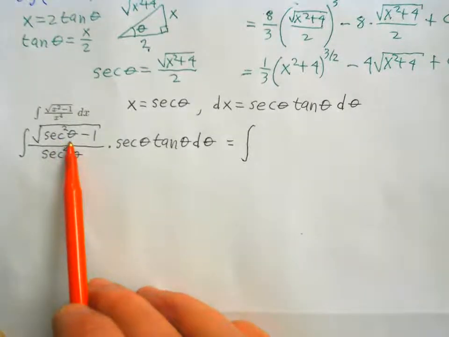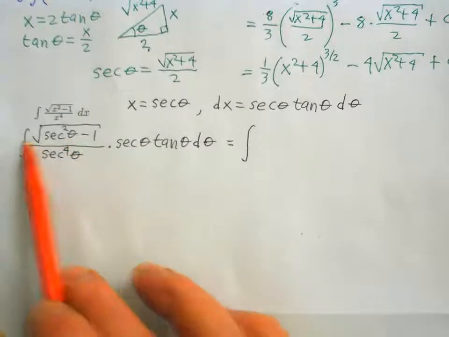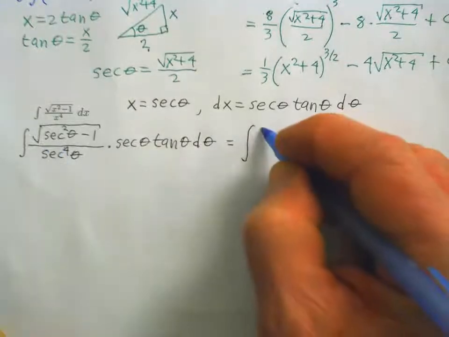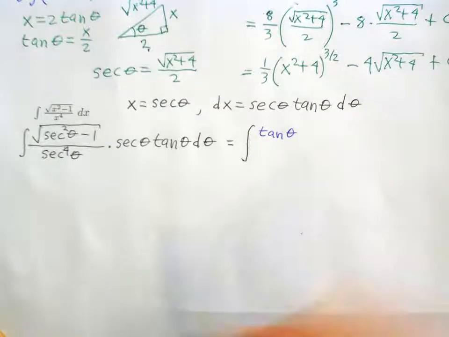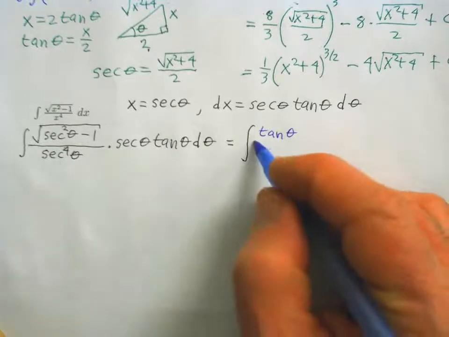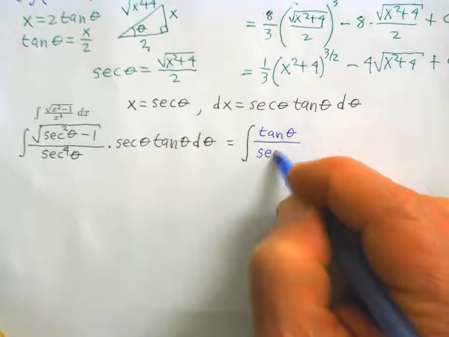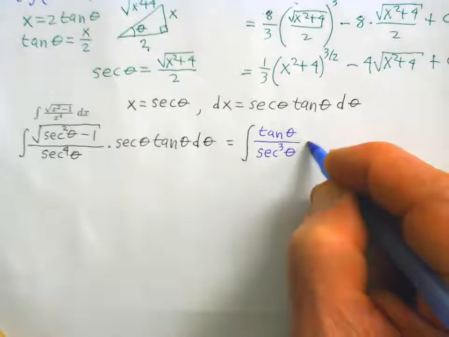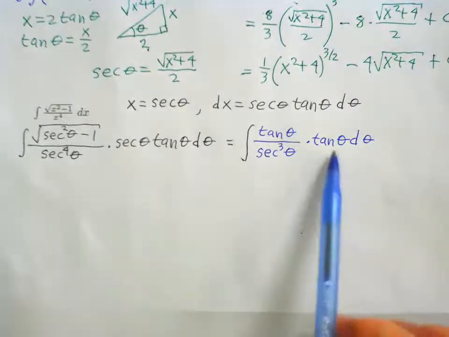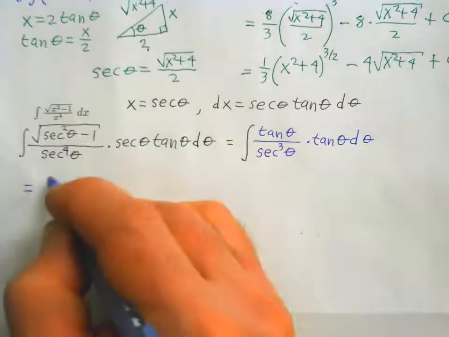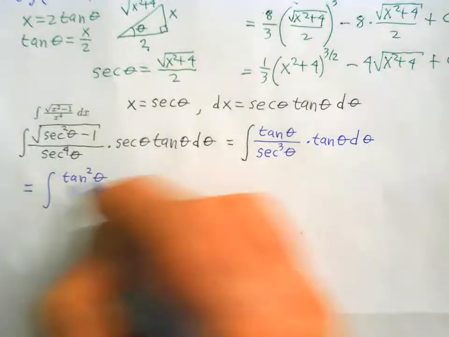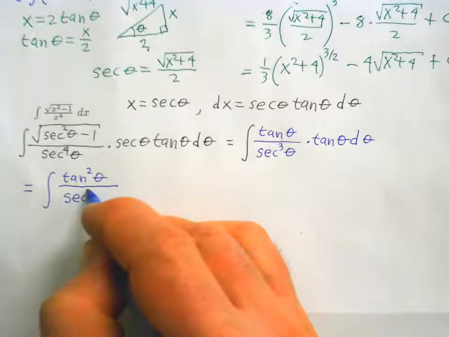So we know that secant of theta squared minus 1 is tangent of theta squared, and the square root of tangent of theta squared is just tangent of theta. So in the numerator here, we'll just replace that with tangent of theta. We're going to get a cancellation, secant of theta in the numerator with one of the factors of secant of theta in the denominator. So the result of that is secant of theta to the 3rd in the denominator. And then we're just multiplying by tangent of theta d theta. Okay, tangent of theta times tangent of theta is tangent of theta squared. So I'll write the indefinite integral of tangent of theta squared in the numerator and secant of theta to the 3rd in the denominator d theta.